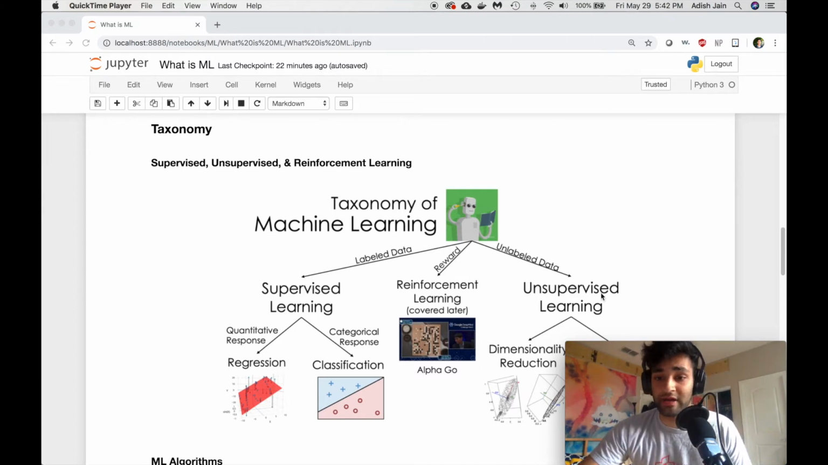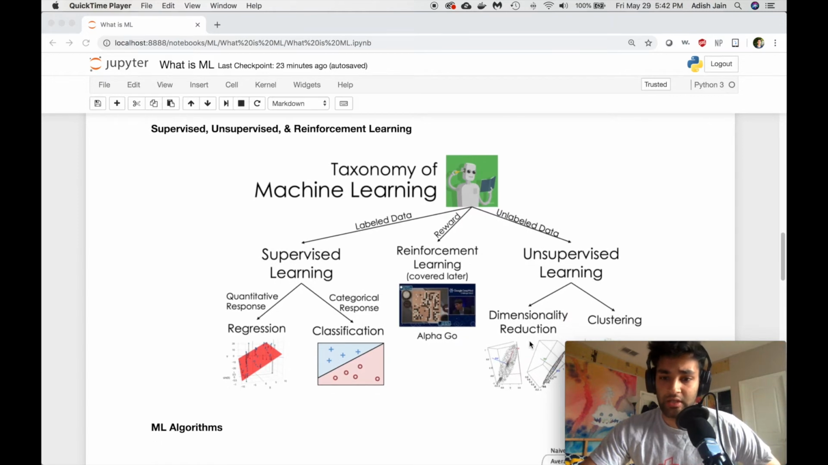With unsupervised learning, we actually don't have any training labels. Okay, so we have data, but none of it is actually labeled. And so we're not looking to build a model between inputs and output. What we're trying to do is discover some sort of inherent structure which may exist in our data, which we can't see by eye. And so that's what unsupervised learning is about.